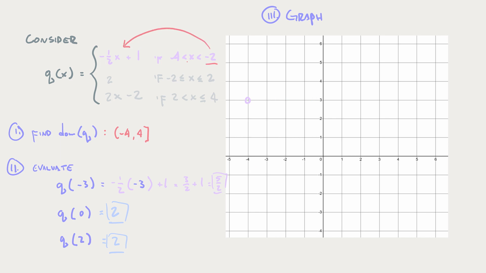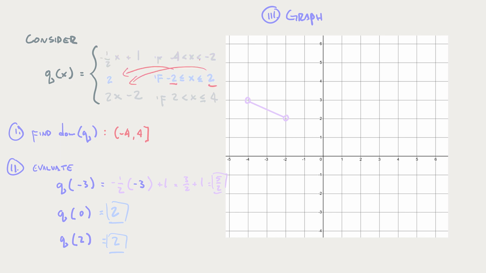Then I plug in -2, and -1/2 times -2 is 1. 1 plus 1 is 2. So we get another point here. And again, I'm just going to connect them with a line. Notice again that it is also an open dot because it does not include the less than or equal to sign. So that's it. That's the first part. All right, then we move to the next one.